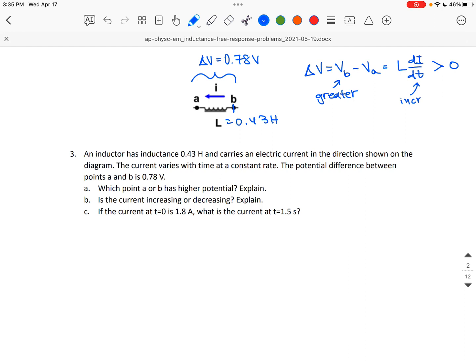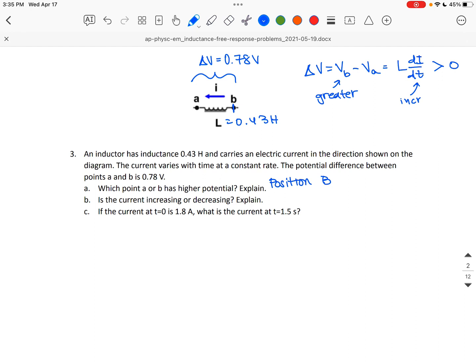So here, which point has a higher potential? Position B. And then I explained it based on this relationship: if the change in voltage is greater than zero, it means that the current is increasing, and based on the fact that we have our starting potential minus ending potential, you have to have a greater starting potential.